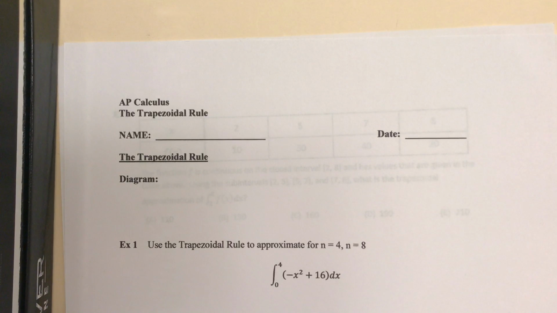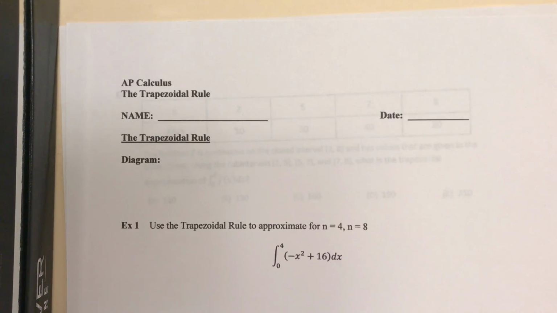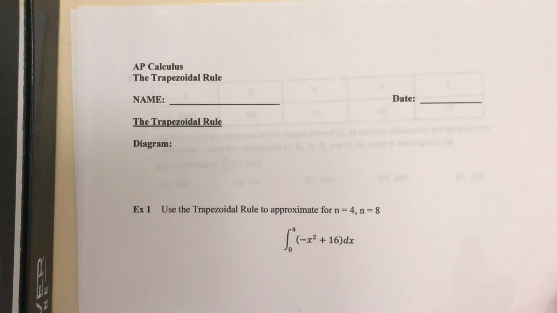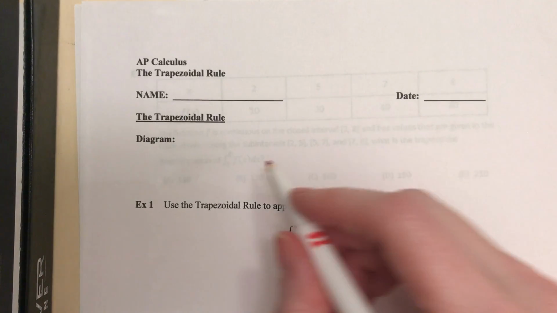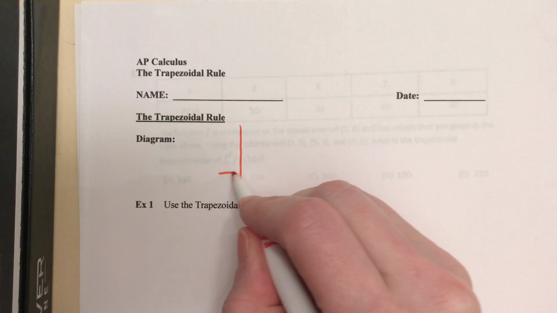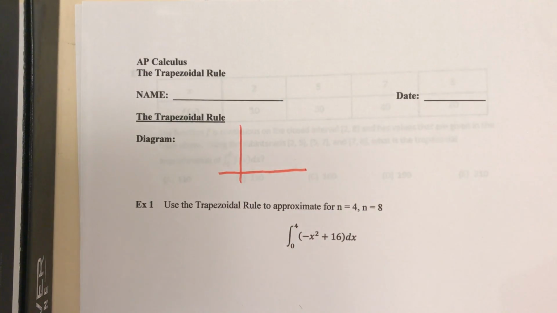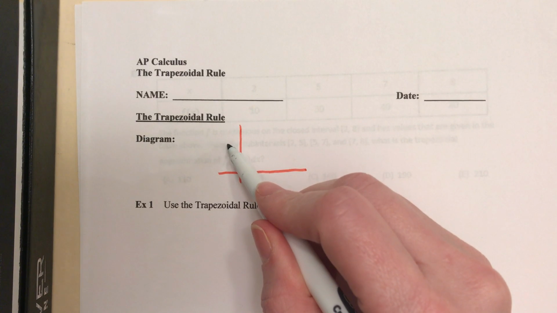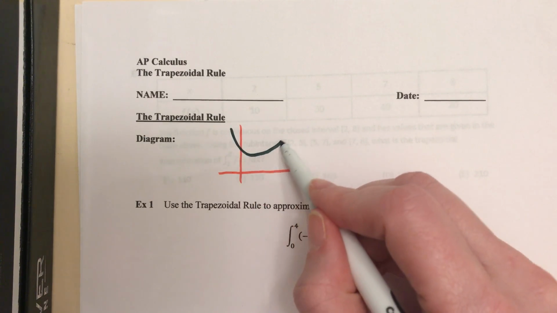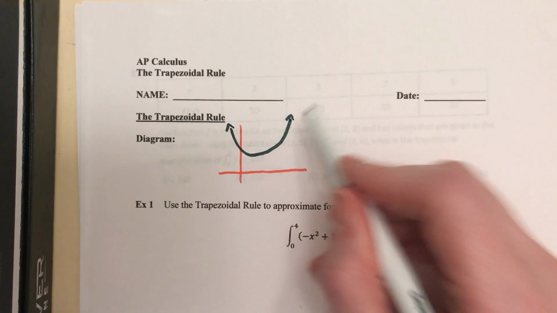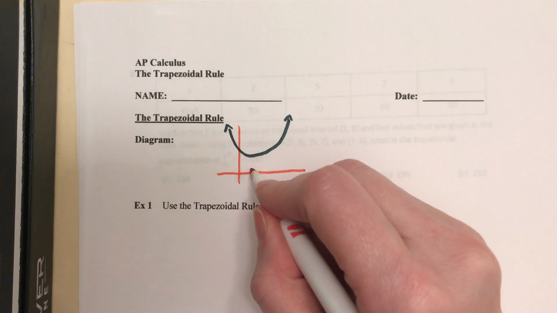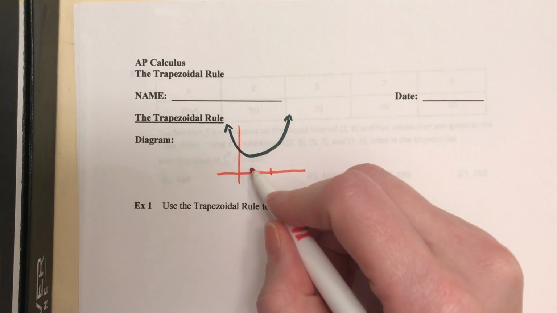Okay, so for this lesson, we're going to be continuing with estimating areas, but instead of doing a Riemann sum, we're going to be using what's called the trapezoidal rule. So let's draw a graph here in the diagram section. And I'm just going to draw a parabola. So let's say I'm going to split this up into two sections here.